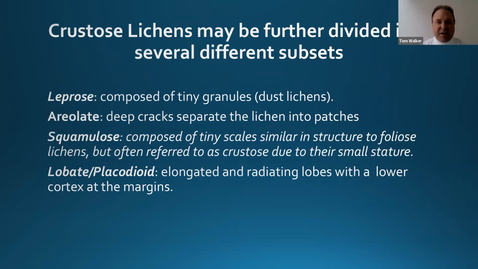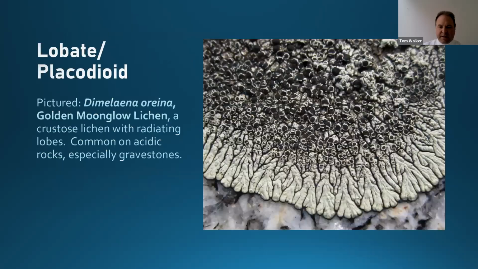So crustose lichens may also be further divided into several different subsets. And you probably don't need to know all these, but leprose means it's composed of tiny granules, and these are the dust lichens. Areolate means it has deep cracks that separate the lichen into little patches. Squamulose, this is sort of like sometimes the fourth growth form people talk about, composed of tiny scales. They're similar in structure to foliose lichens, but they're often referred to as crustose because of their small size. And then there's lobate placodioid, and those are elongated and radiating lobes. And we'll see that in this slide.